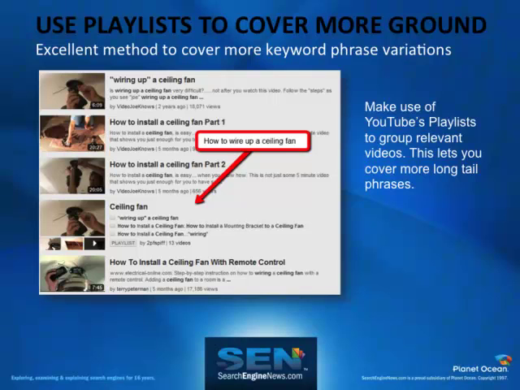Making use of YouTube's playlists to group relevant videos is pretty helpful. This lets you cover more long-tail phrases. For example, our example here is how to wire up a ceiling fan. That was a search phrase. Notice in the playlist how we cover more areas. We get the wiring section, like wiring up and wiring, and how to install. They're covering all that within these different videos, and the playlist ties them all together, so actually the playlist is ranking for this search phrase. So you can take advantage of a playlist to group videos together like this under a ceiling fan playlist to improve your coverage of different keyword phrases.